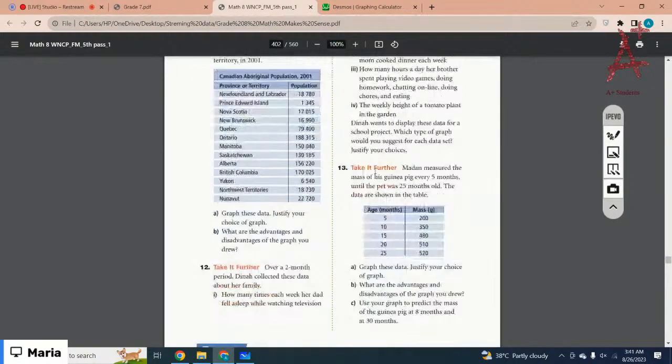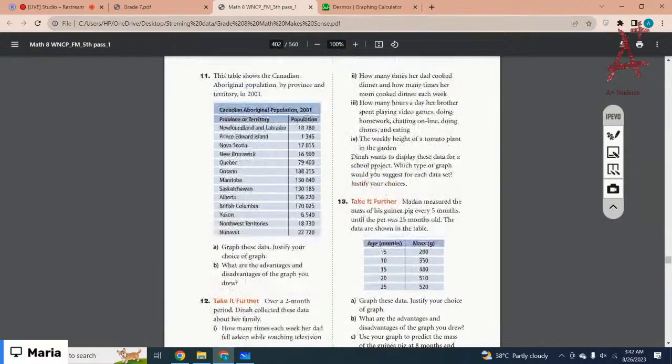A is how many times each week her dad fell asleep while watching television. Again the data is changing over time, so you can use the line graph, right? B is how many times her dad cooked dinner and how many times her mom cooked dinner. That is a comparison of two values, right? So when a comparison is involved, you can use a bar graph.